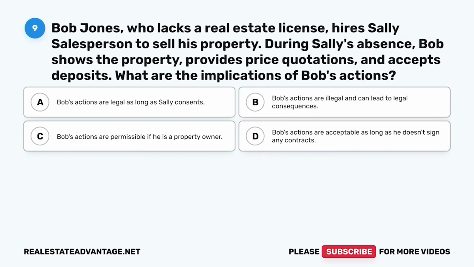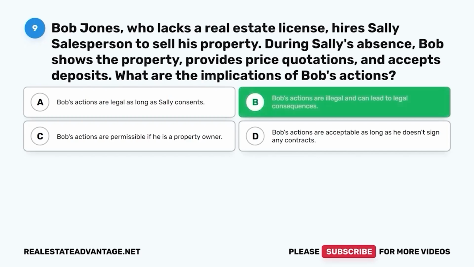Question 9. Bob Jones, who lacks a real estate license, hires Sally's salesperson to sell his property. During Sally's absence, Bob shows the property, provides price quotations, and accepts deposits. What are the implications of Bob's actions? A. Bob's actions are legal as long as Sally consents. B. Bob's actions are illegal and can lead to legal consequences. C. Bob's actions are permissible if he is a property owner. D. Bob's actions are acceptable as long as he doesn't sign any contracts. The correct answer is B. Bob's actions are illegal and can lead to legal consequences.